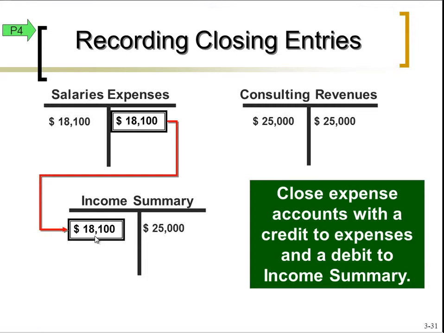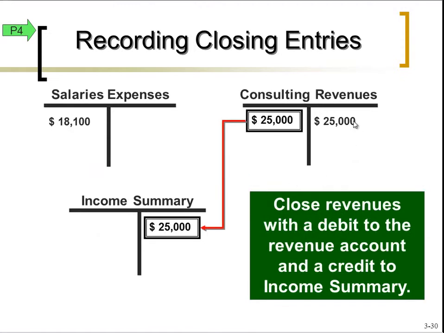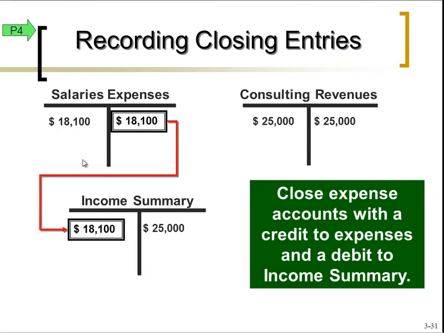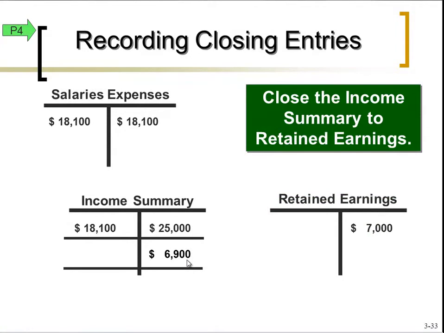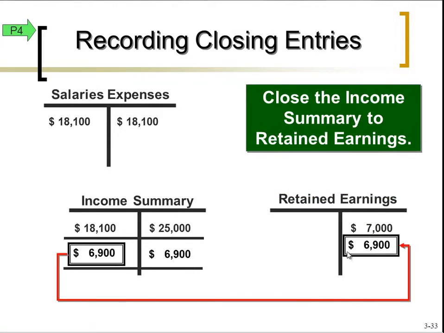What you can see here, let me back up, you can see here under both cases that when we close something out, we're basically moving its balance to another account. So we end up moving the $25,000 credit to become a $25,000 credit under income summary. Same with expenses. We're essentially moving the debit balance of $18,100 in expenses to become a debit balance of $18,100 under income summary. Now we have a $6,900 credit balance in income summary. We're going to close that out. It's a credit balance, so we need to debit that to close it. So we debit the income summary, and we credit retained earnings.